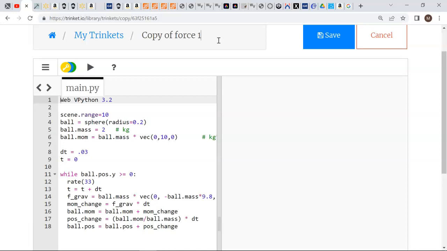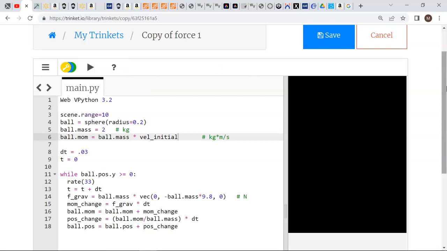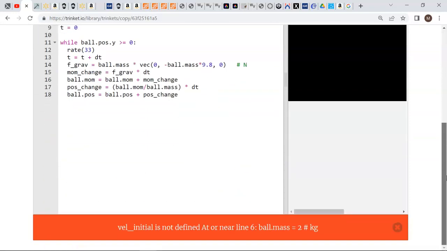Okay, I'll just leave it as this. So what do we need to do? The main difference is that the initial motion, which was this vector here, the velocity vector, will no longer be straight up, straight vertical. So instead I'm going to rename this velocity initial. If I try to run it now, it's going to complain. Scroll down, velocity initial is not defined.